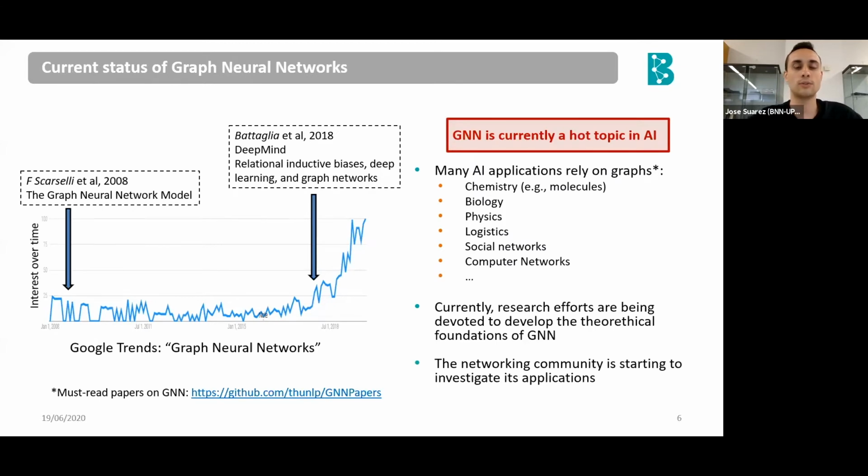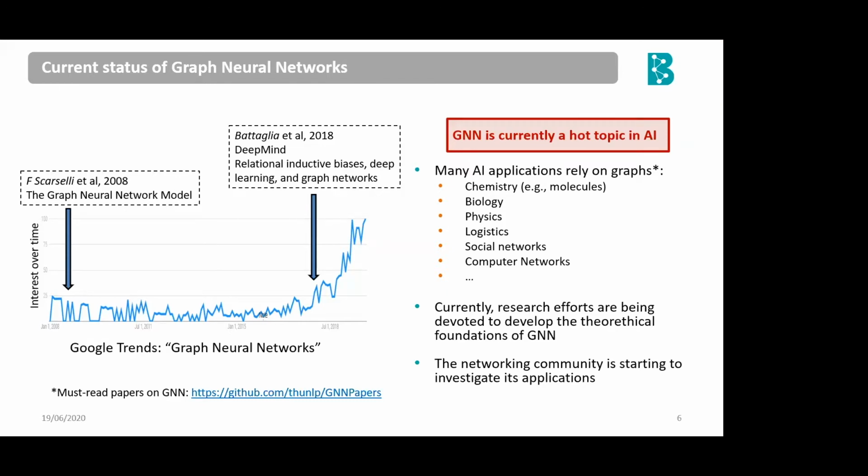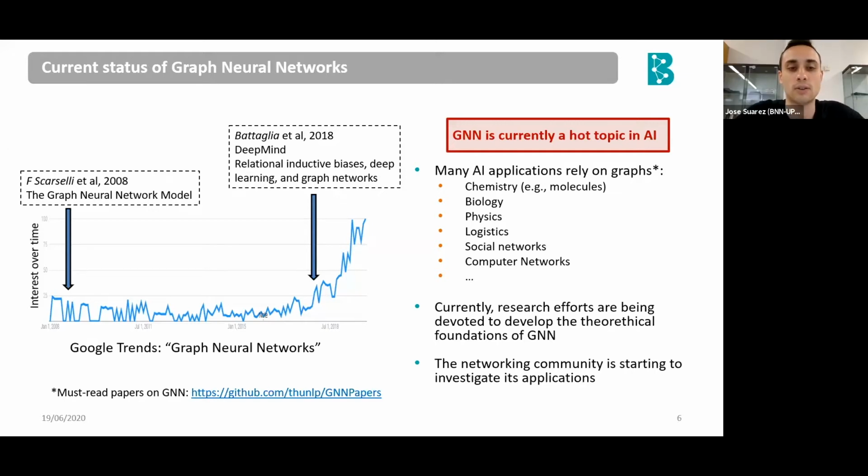Just to give you an overview of the current status of graph neural networks, I made a quick search on Google Trends with the keyword graph neural networks. As you can see, here there is a graph with the evolution of the topic over the last few years. Graph neural networks were proposed around 2008 by Franco Scarselli and other authors from the University of Siena in the paper called The Graph Neural Network Model.